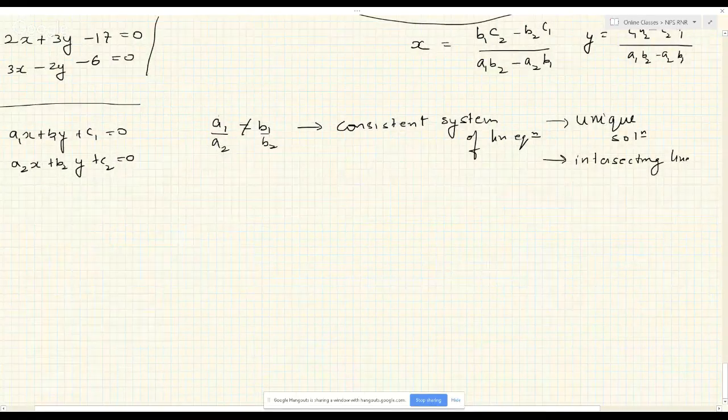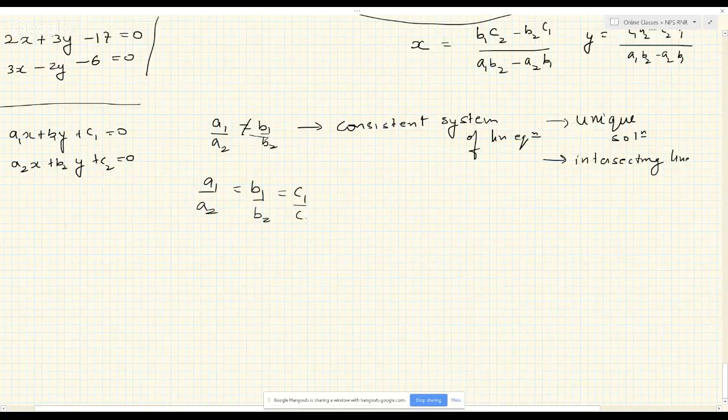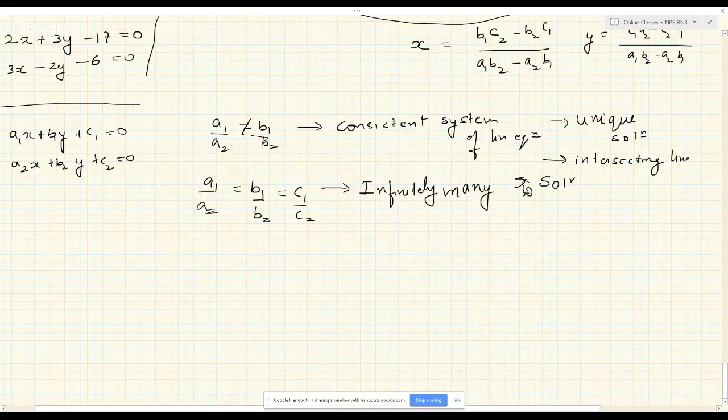Intersecting lines. Then we said that a1 by a2 is equal to b1 by b2 is equal to c1 by c2. Infinitely many solutions, or we say coincident lines.